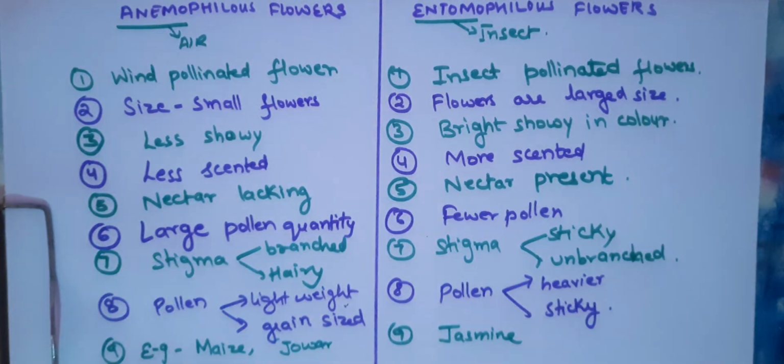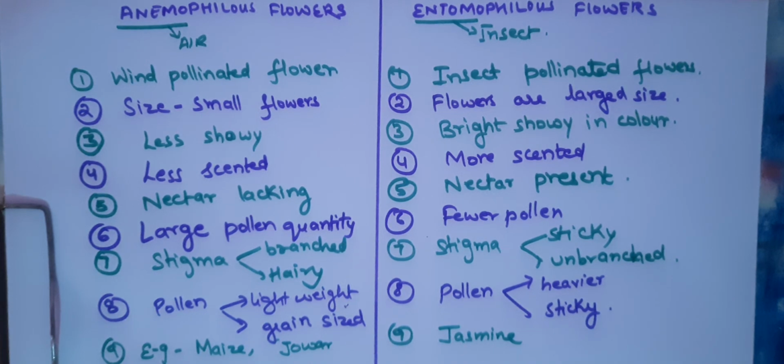Friends, in this video we are going to cover the differences between the anemophilous flowers and the entomophilous flowers. So the first point is, from the name itself it is clear that anemo means air. So the flowers that are pollinated by the winds are known as wind pollinated flowers. Whereas ento means insects, and the flowers that are pollinated by insects are known as entomophilous flowers.